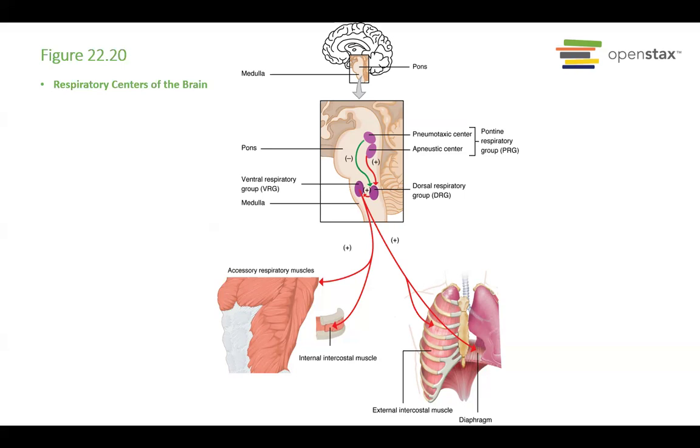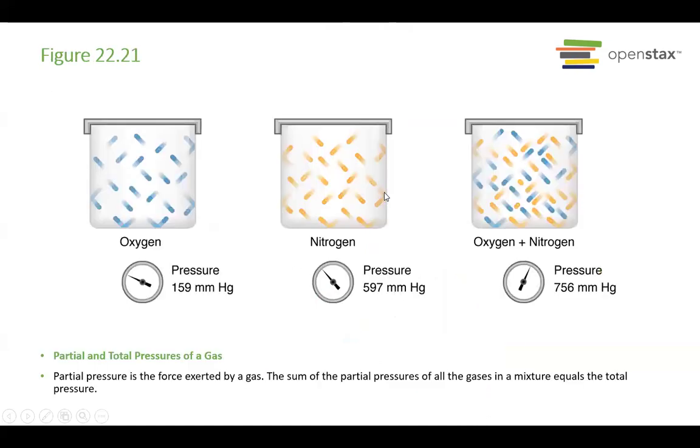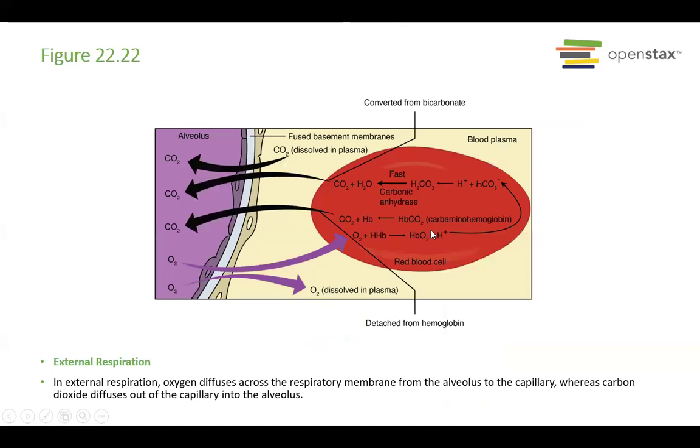So there is a center here in your pons known as the dorsal respiratory group, and a center known as the ventral respiratory group. That one is going to show you exactly the procedure. We talked about how oxygen is exchanged between the alveolus and the plasma membrane. So we exchange air into the alveoli and carbon dioxide flows back into the blood.